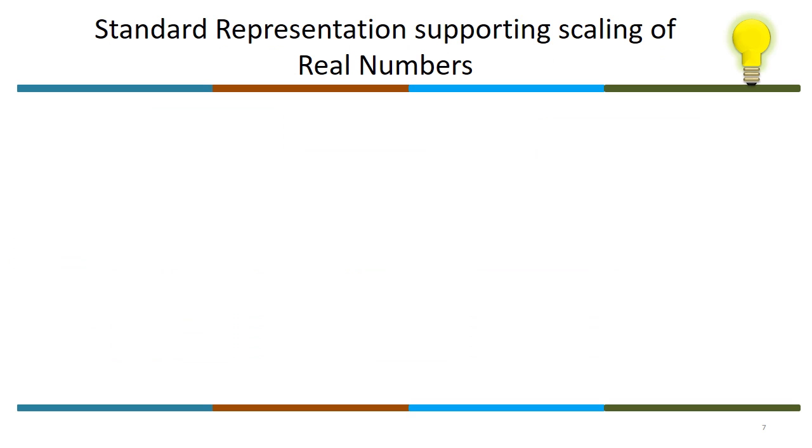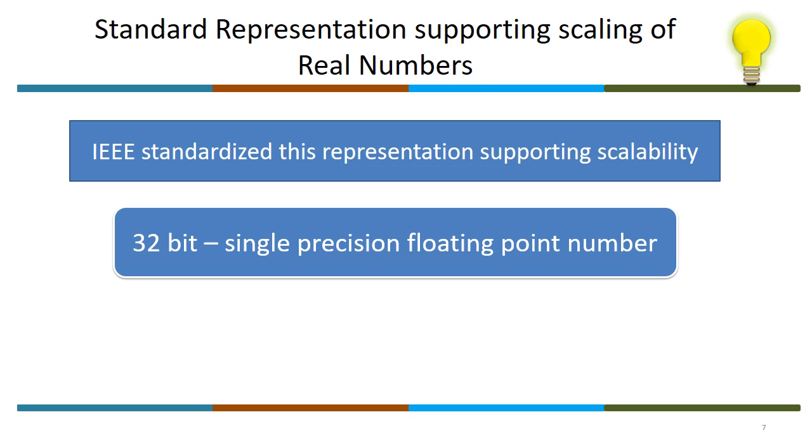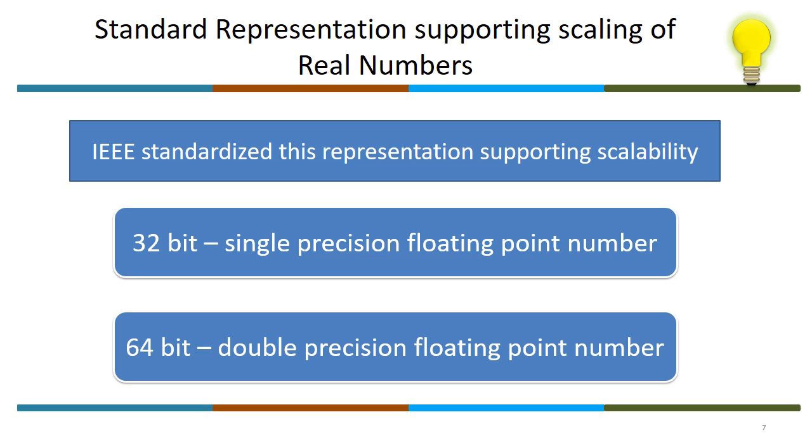So the standard representation supporting scaling of real numbers: IEEE did this job of standardizing this idea to support scalability. It defined the width. It came up with two widths for storing the fraction part or mantissa. One is 32-bit, single precision floating point number, and the other is a 64-bit floating point number. So in this 32-bit, the fraction part is fixed, right? Apart from that, it standardized a lot of other important information in this representation.